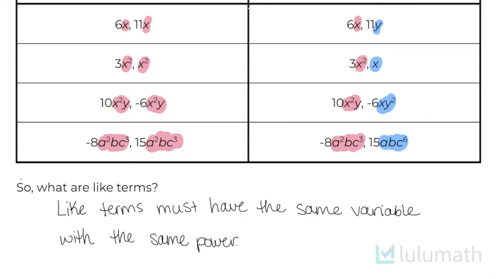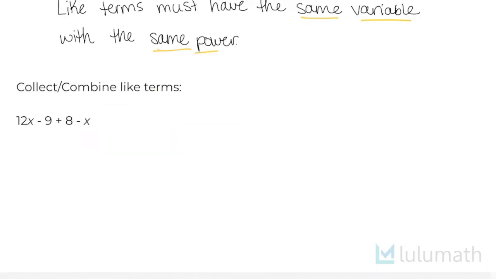So based on that, what are like terms? Well, like terms must have the same variable with the same power. So here we've got x to the power of 1, x to the power of 1, x to the power of 2, x to the power of 2, x to the power of 2, y to the power of 1, x to the power of 2, y to the power of 1, a to the power of 2, b to the power of 1, c to the power of 3, a to the power of 2, b to the power of 1, c to the power of 3. They all have the exact same variables with the same power on each variable. So now if we have like terms, we can collect them or we can combine them.